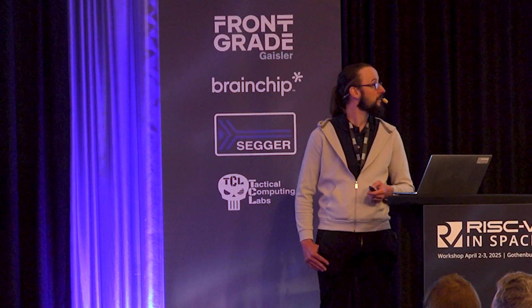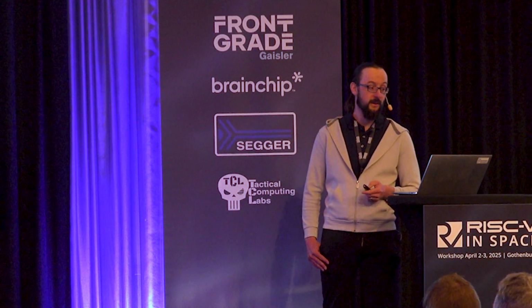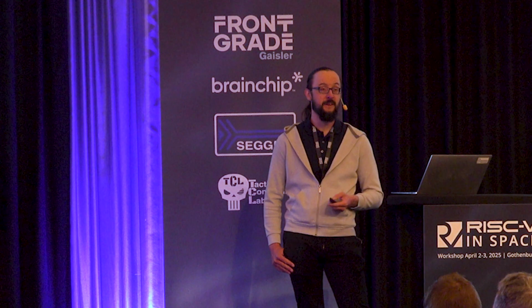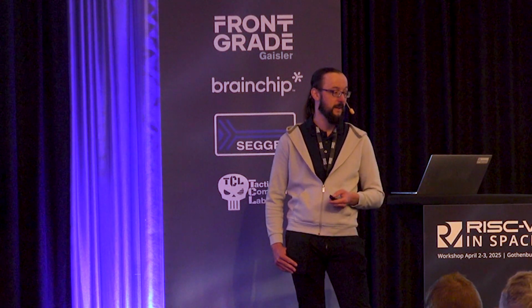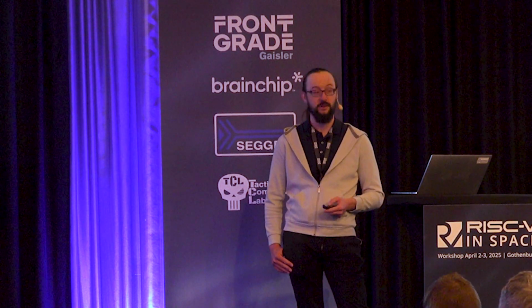An alternative to that is the system bus access block. The system bus access provides a direct connection to memory without involving the core anymore. It can, for example, be another bus master similar to a DMA, and the debugger can read and write memory through it even while the core is running.